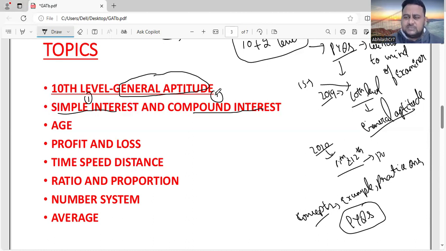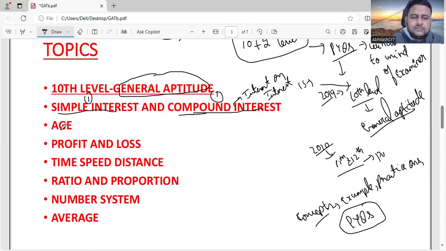Simple interest means, suppose a principal of 10,000 is invested for 1 year at the rate of interest 5%. What is the simple interest? Similarly for 2 years, 3 years, like that. When it comes to compound interest, it is interest on interest. Compound interest is what, friends? It is interest on interest. That is why it is called compound interest, friends.